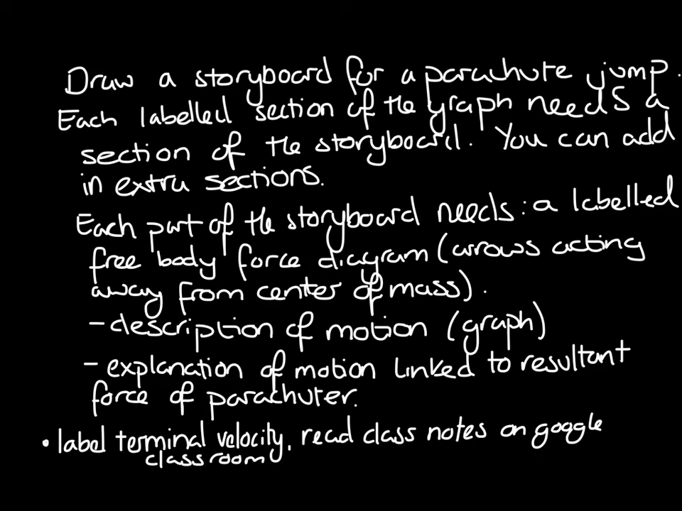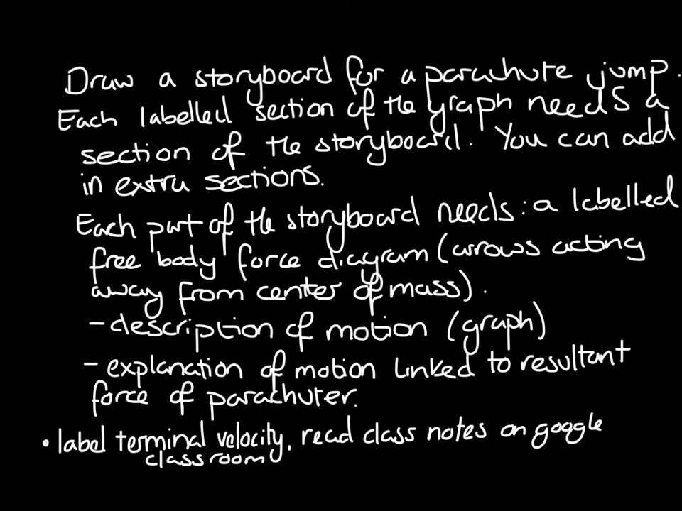In each segment of the storyboard you need a labelled free body force diagram. So that's where we've got the centre of mass acting as a dot, and then we've got arrows acting away from the centre of mass. And you need to label the force arrows to say what type of force it is. So is it weight or is it air resistance? Think about the size of the arrows throughout the parachute jump.